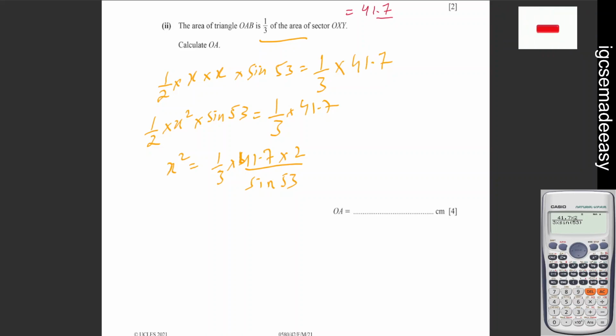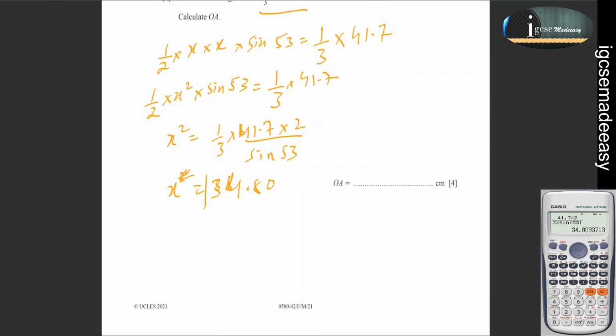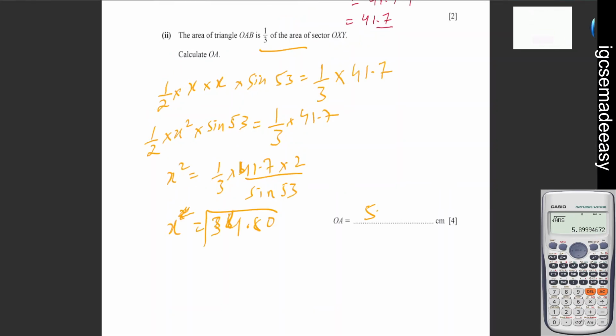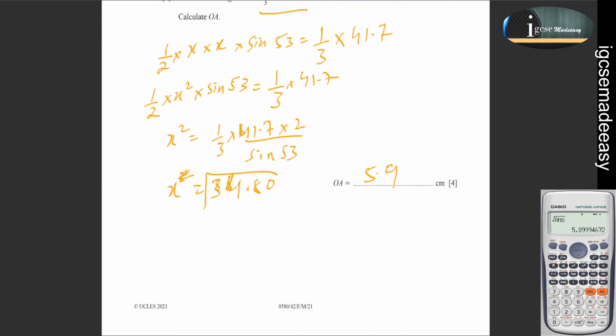So we get this answer as 34.80, and 34.80 is this one value, so we also have to take the square root of this to find the value of x, right? If I take the square root of the answer, I'll get the value 5.89. So 5.89 can be written as 9. So this will be the value of OA.